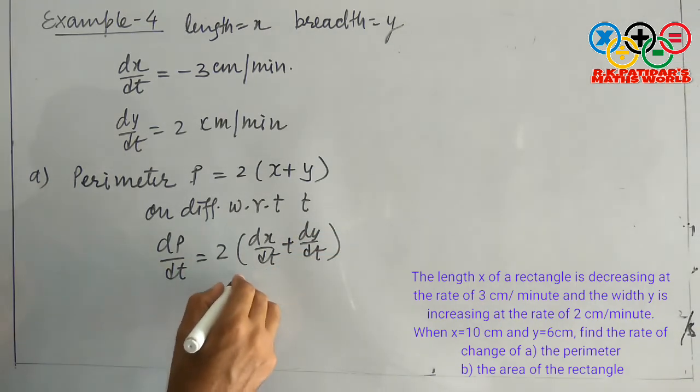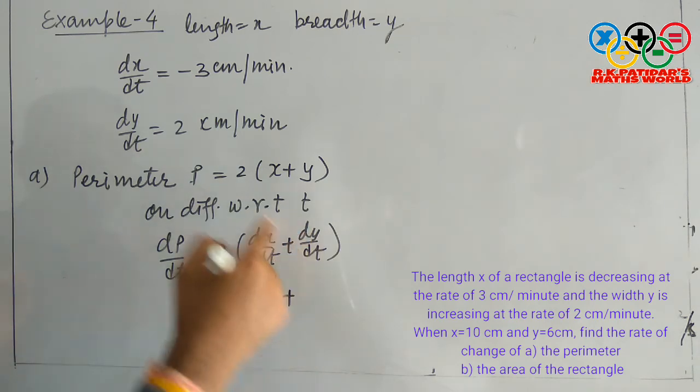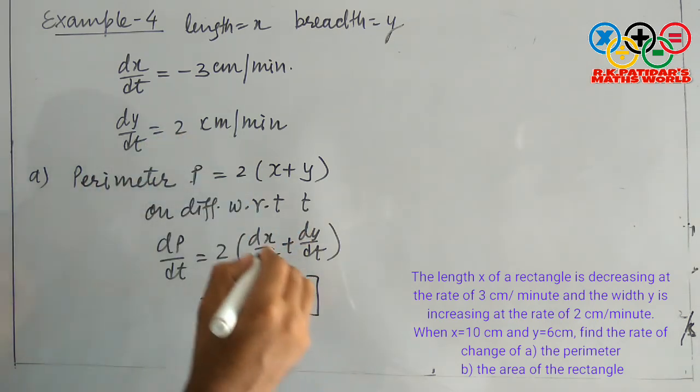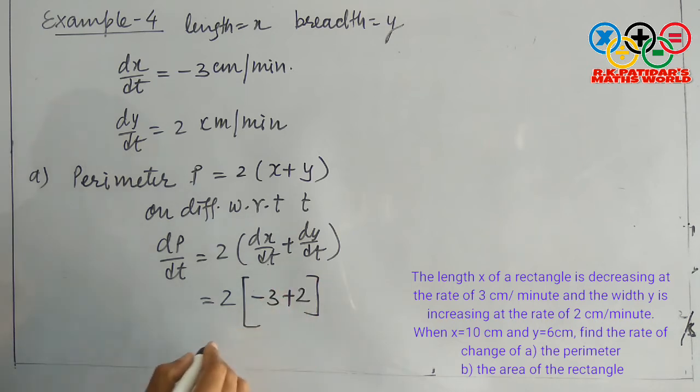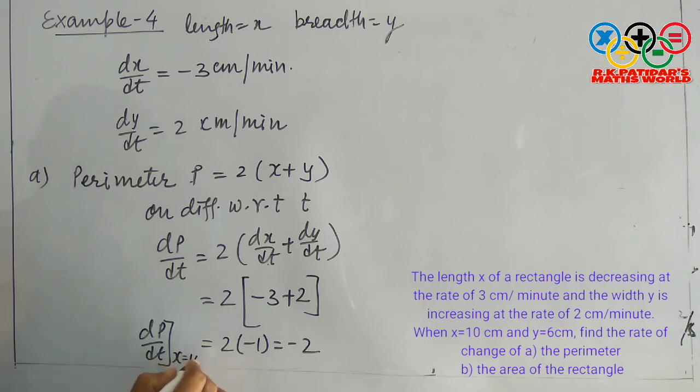Then we will put the values: dx upon dt is given -3, dy upon dt is given 2. -3 plus 2 is -1. So it is 2 into -1 is equal to -2, and dP upon dt. If we also apply the condition given, that at x is equal to 10 and y is equal to 6 centimeter, then here there are no terms of variables x and y, so it will remain -2.